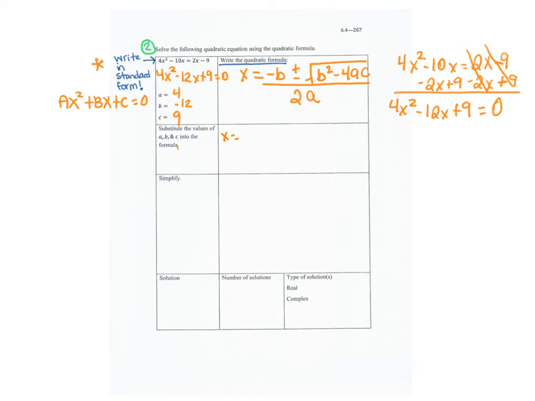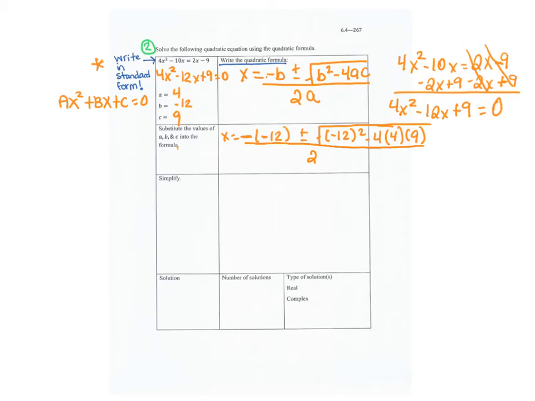So x equals the negative sign that's out in front of my b, and then my b value is negative, so it goes in parentheses, plus or minus the square root of my b value, which is negative, so it goes in parentheses, minus 4 times my a value, which is 4, times my c value, which is 9. I never ever draw my radical sign long enough. And then all over 2a.